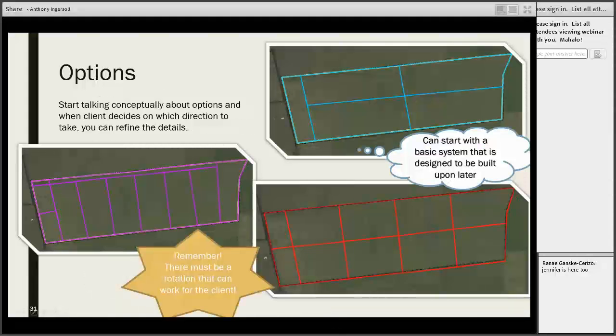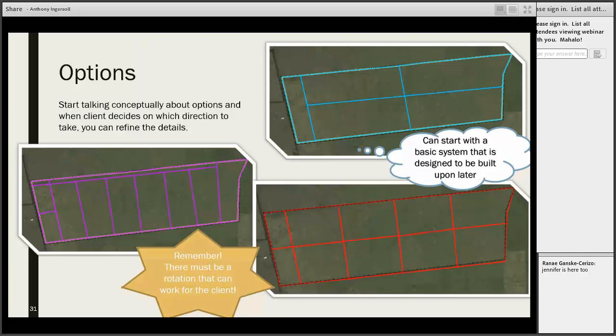Now you get to apply your skills in ArcGIS or just on pencil and paper and start talking conceptually about options and what different setups could look like. And then the client can decide what direction he wants to take, and then from there you can refine the details. The main thing is whatever we put out there as options, there has to be a rotation that can work. We've got to be able to get from the last paddock back up to the first paddock.